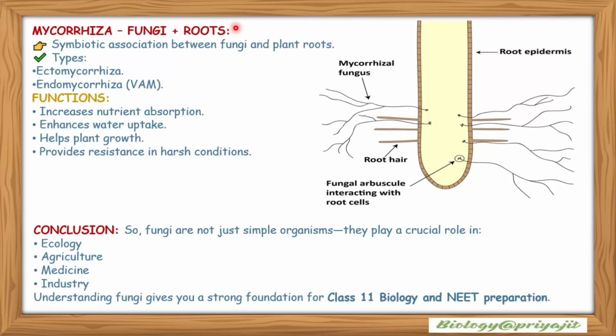Mycorrhiza: this is the symbiotic association between fungi and plant roots. There are two types of mycorrhiza, ectomycorrhiza and endomycorrhiza. Endomycorrhiza is also known as vesicular arbuscular mycorrhiza or VAM. The functions: they increase nutrient absorption, enhance water uptake, help plant growth, and provide resistance in harsh conditions.